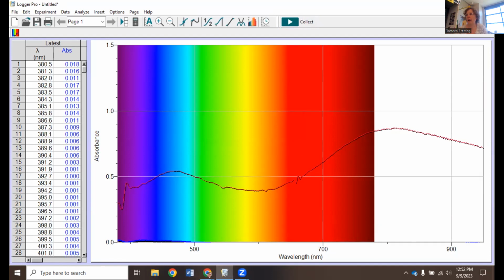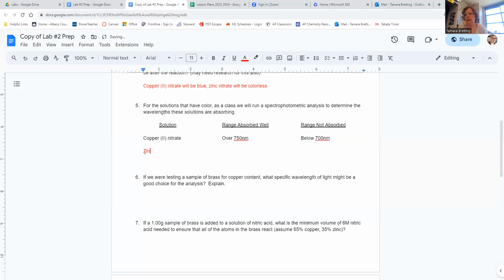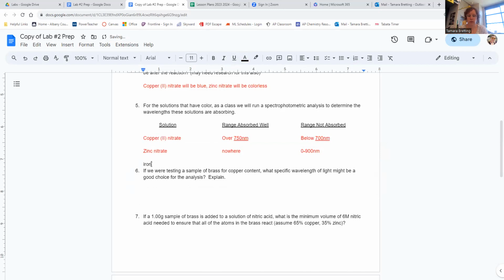So when we switch back to the pre-lab sheet, if we're looking at zinc nitrate, nowhere. It doesn't absorb anything well, and the range not absorbed is 0 to 900. So when we're looking at the scale, that's what we're going to get. Now I'm going to do one more element here. I'm going to do iron nitrate, and I was trying to make all this red here, but our iron nitrate is going to be an iron 3 nitrate.